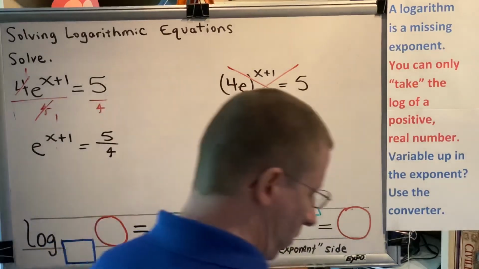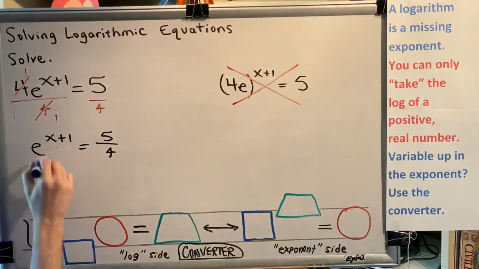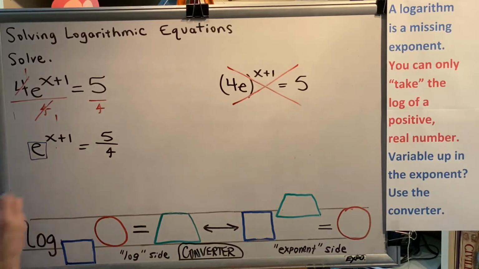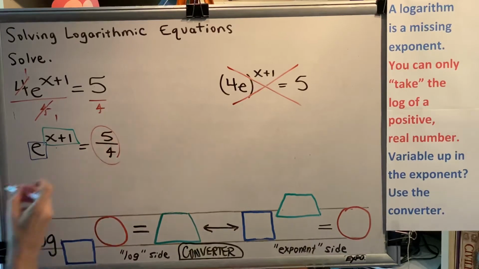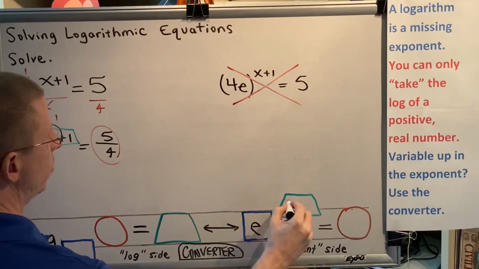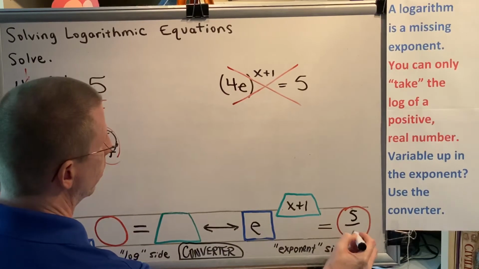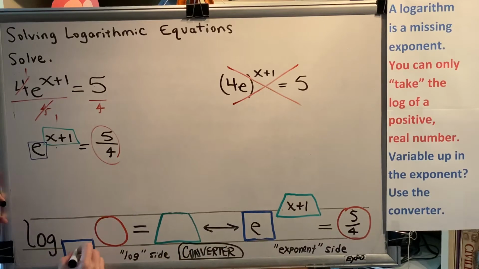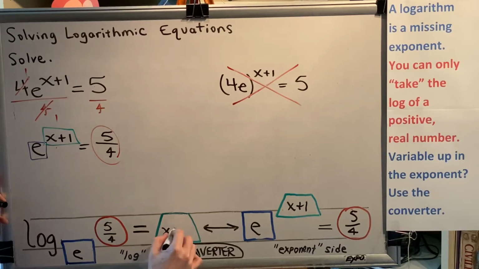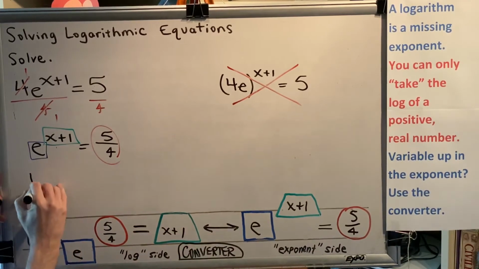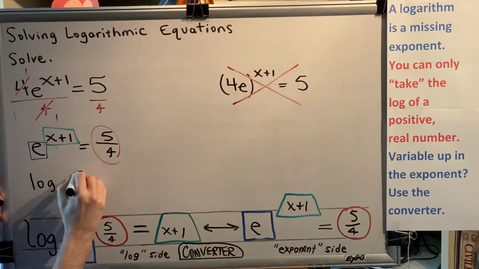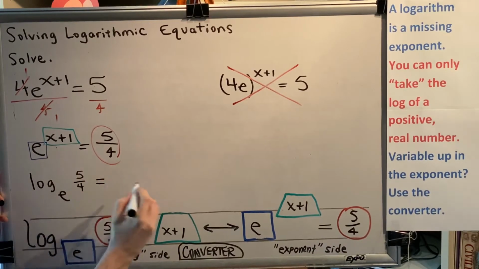Now we have what we need. We have a base, which is e. We have an exponent, which is x plus 1, and we have an argument, which is 5/4. We can put these in our converter on the exponent side. E raised to the x plus 1 power is equal to 5/4. Matching up colors and shapes, on the left we get log base e of 5/4 equals x plus 1, which we can write here. Log base e of 5/4 equals x plus 1.